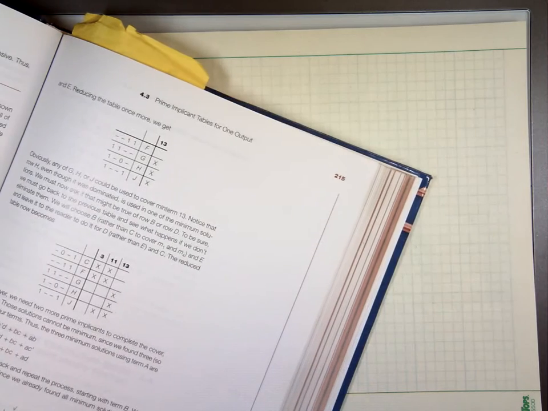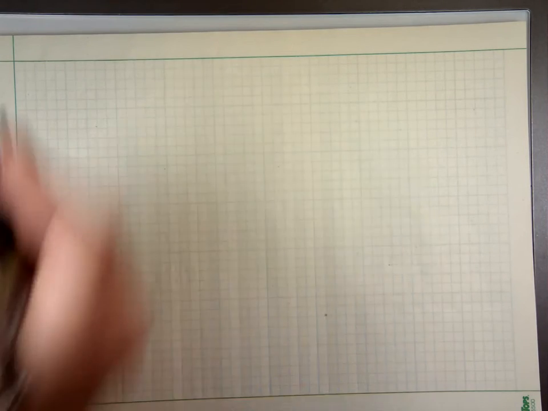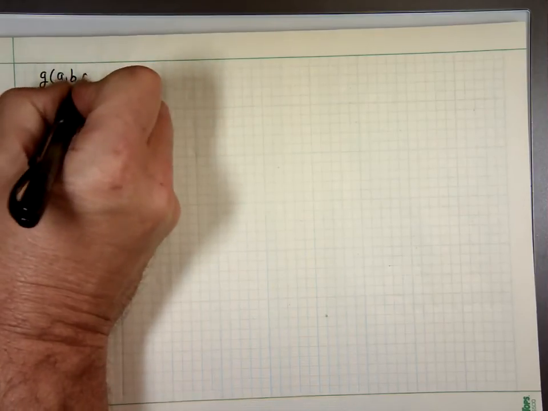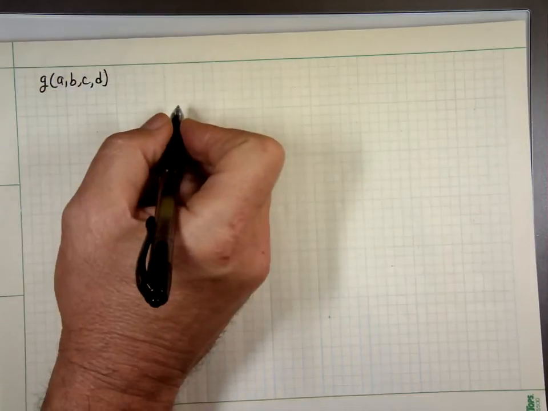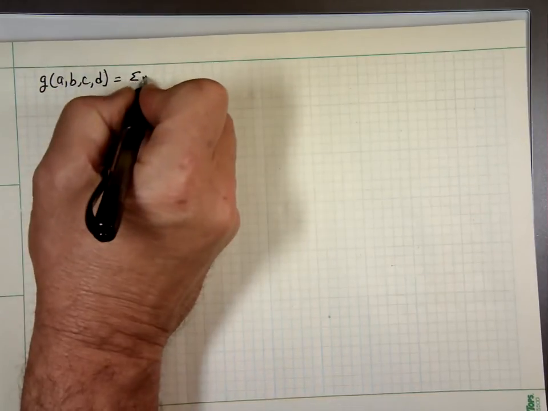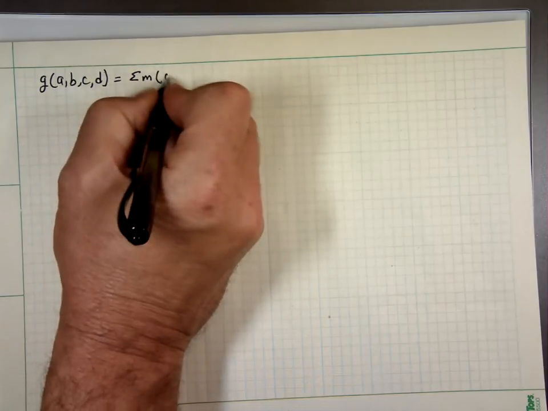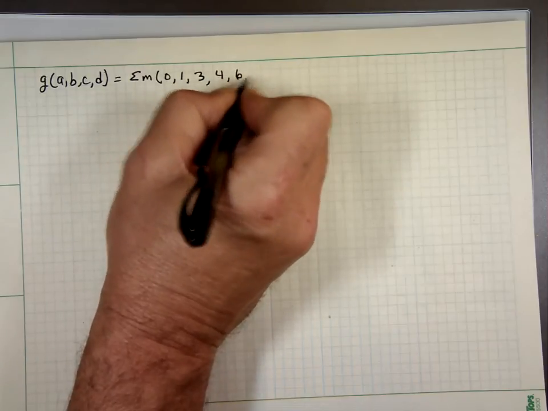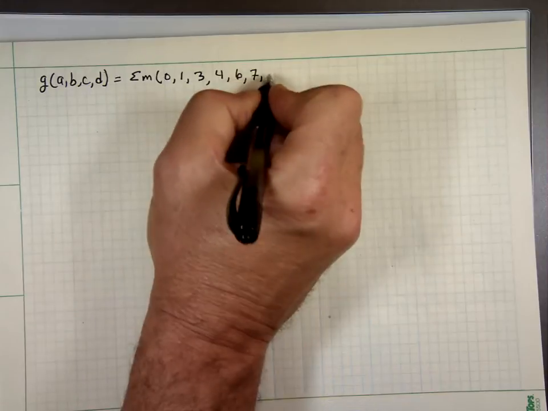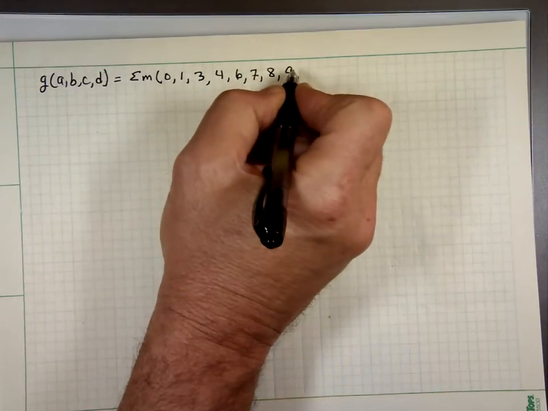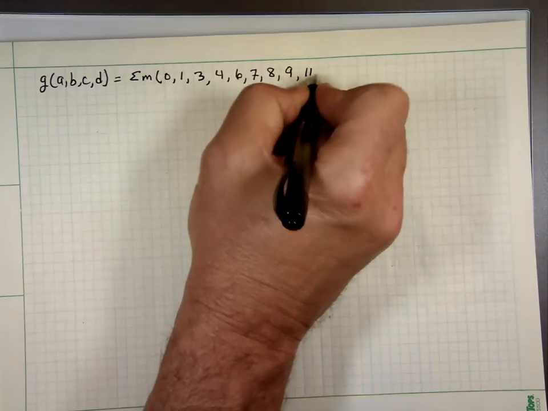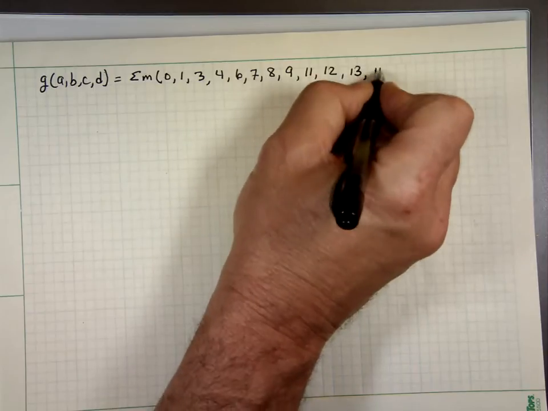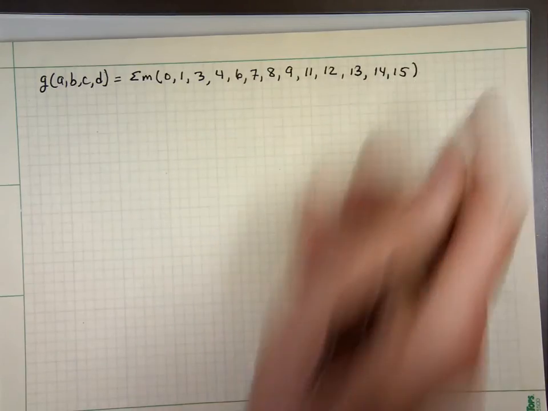Let's say we have this expression: G of A, B, C, and D. It's equal to the summation of 0, 1, 3, 4, 6, 7, 8, 9, 11, 12, 13, 14, and 15. Not nice.